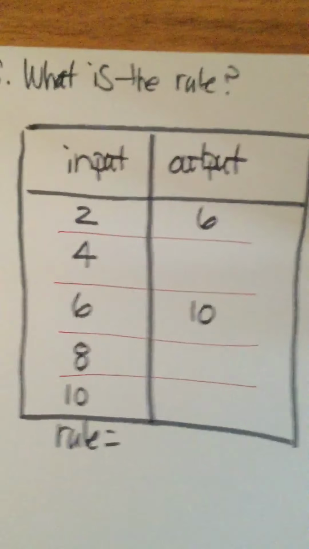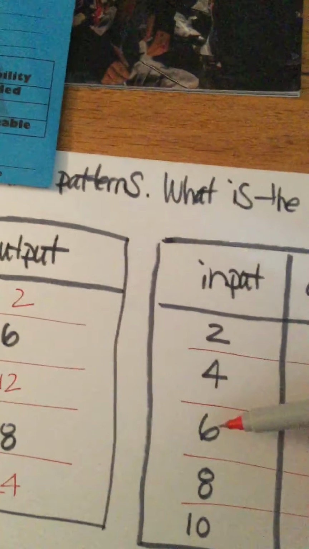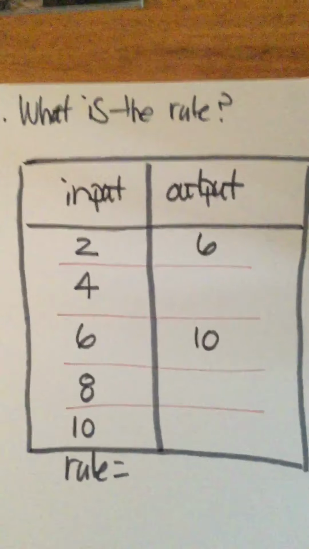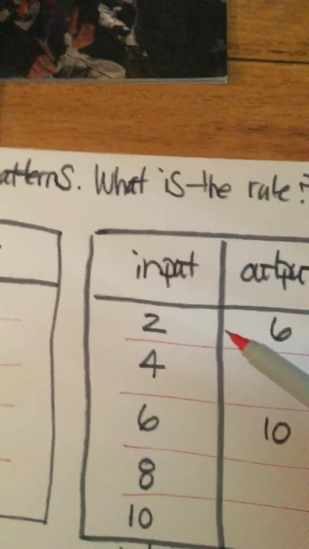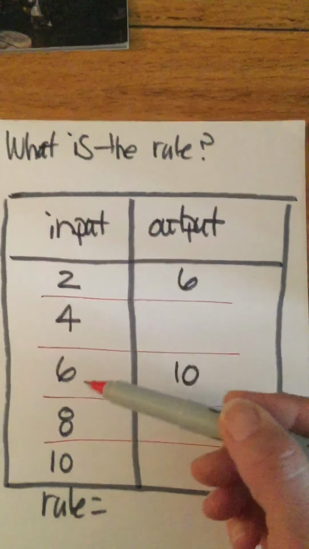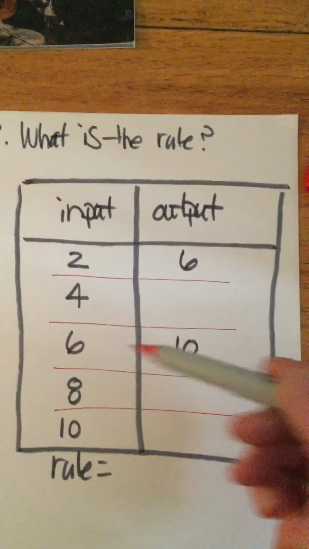Here's my next table. 2 and a 6. My numbers on the side, 2, 4, 6, 8, 10. Nice even numbers. I'm looking at my numbers. 2 times 3 I know is 6. Maybe our input rule is times 3. 6 times 3, though, is 18, not 10. So it cannot be that.